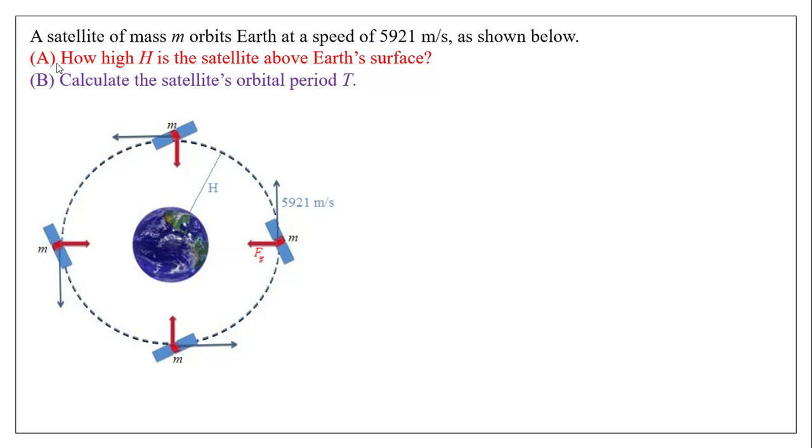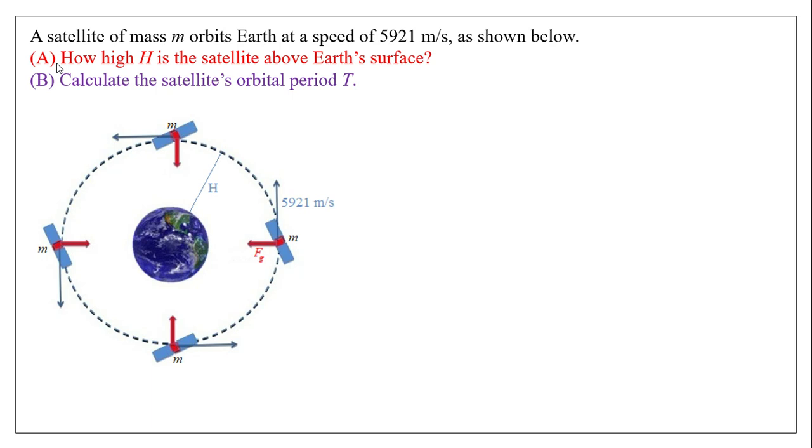All right, so here we have a satellite of mass m orbits Earth at a speed of 5,921 meters per second. It says A, how high H is the satellite above Earth's surface, and then B wants to calculate the orbital period. All right, so let's crack at it.